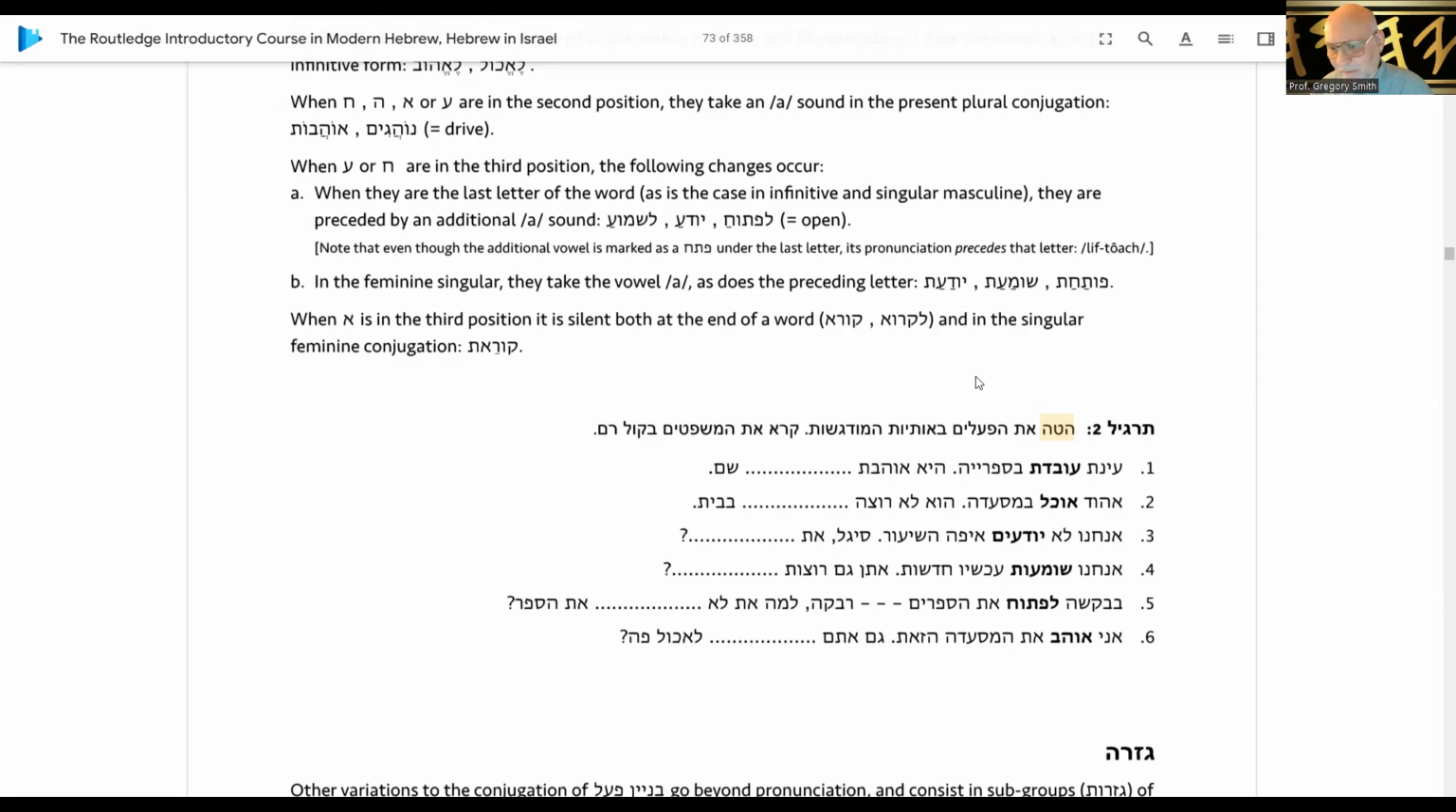So Targil Shtayim, which would be exercise 2. Targil Shtayim. Yeah, Shtayim. It's hard to get that. It's almost like it's all meshed together, Shtayim. That's number 2. So Targil, exercise 2.